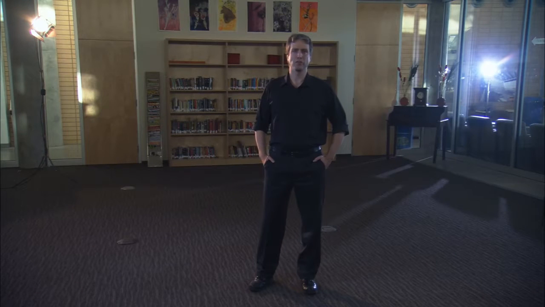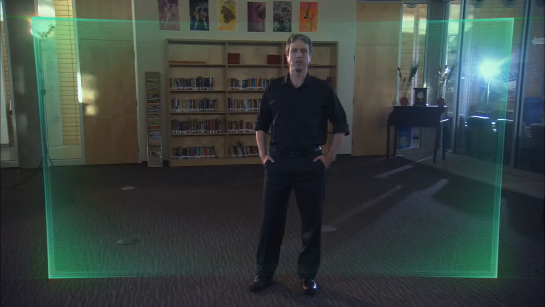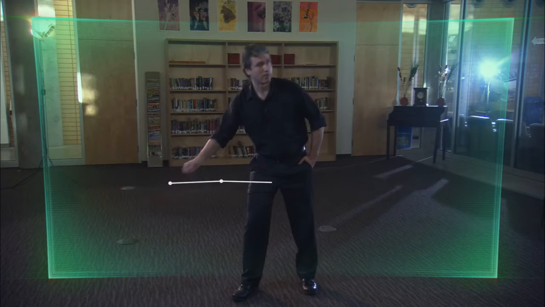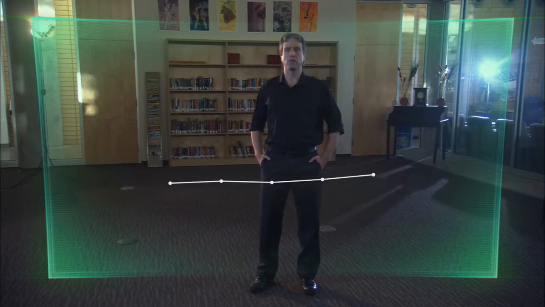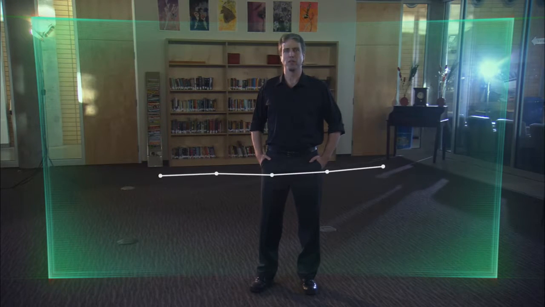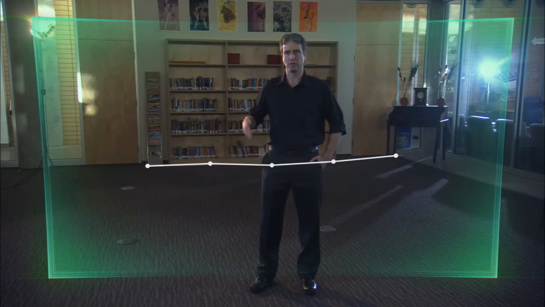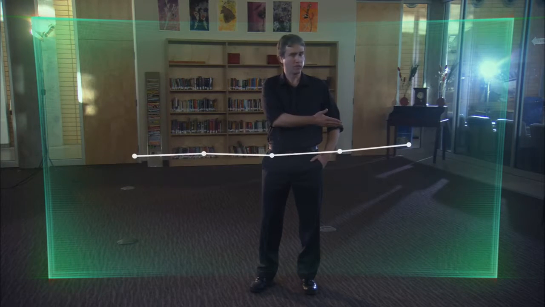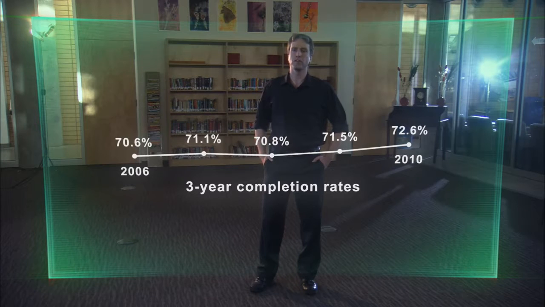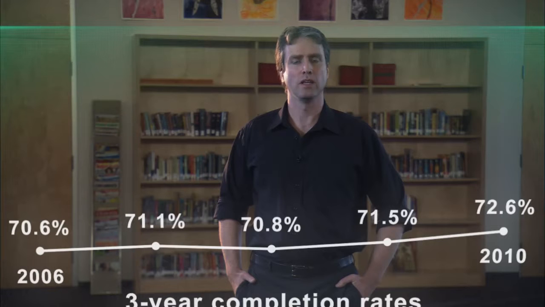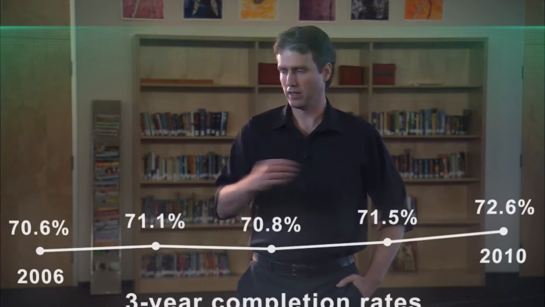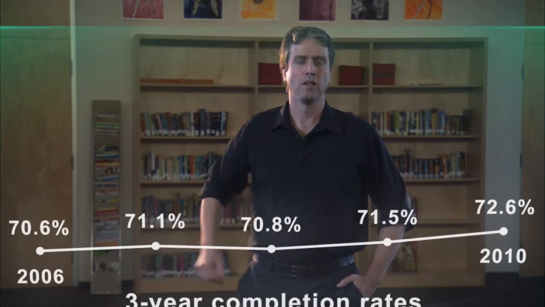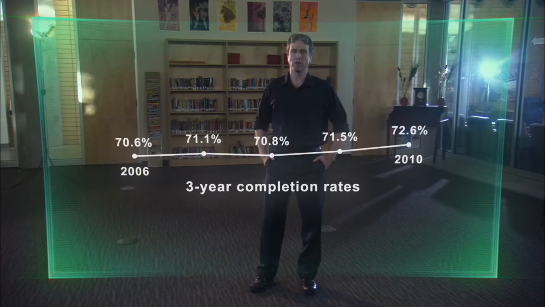We've talked about how high school completion rates are calculated. Now let's take a look at completion rates for the province over time. Over the last 5 years, the 3-year or on-time completion rate has increased by 2 percentage points, from 70.6 to 72.6. Now 2% might seem like a small change, but we're talking about a large number of students entering grade 10 each year. In fact, we had 2,000 more students complete high school in 2010 than we did in 2006. So at the provincial level, we are making progress, but slowly.